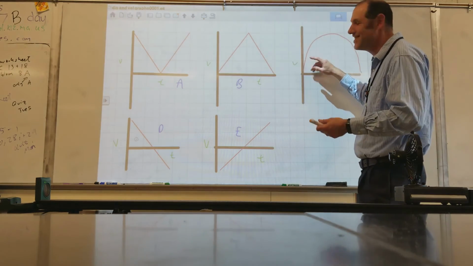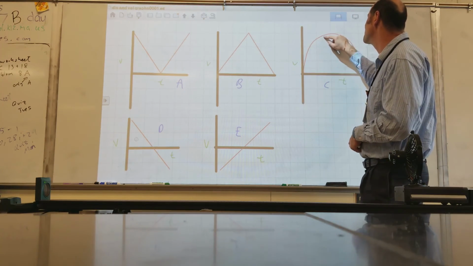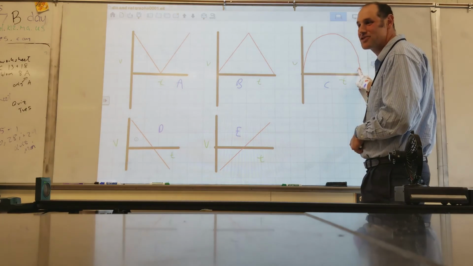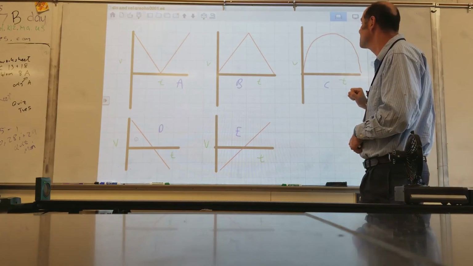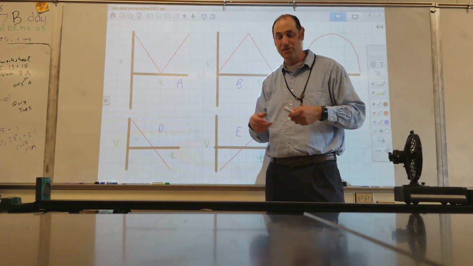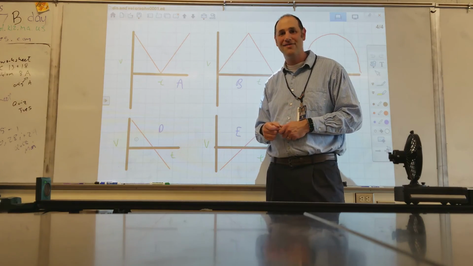This one speeds up and then slows down, but never changes direction because it never crosses the axis. Okay? So that's the explanation of the four problems you had before. Hopefully you got them all right. Good luck.